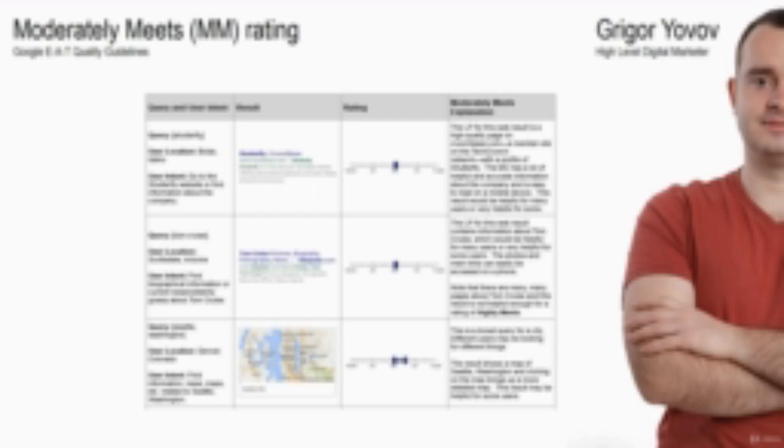And the last example is the query Seattle, Washington, user location Denver, Colorado. The user intent: find information, news, maps, etc. related to Seattle, Washington. This is a broad query for a city. Different users may be looking for different things. The results show a map of Seattle, Washington, and clicking on the map brings up a more detailed map. This result may be helpful for some users.